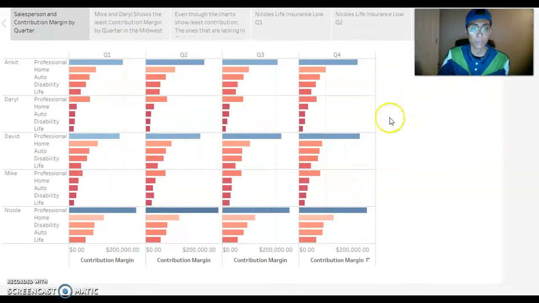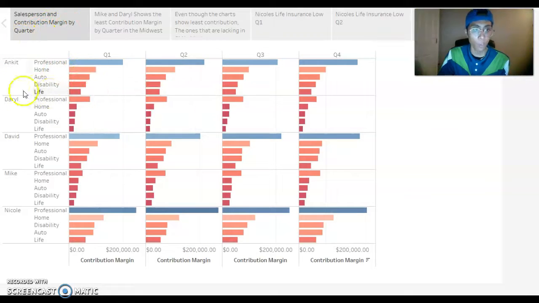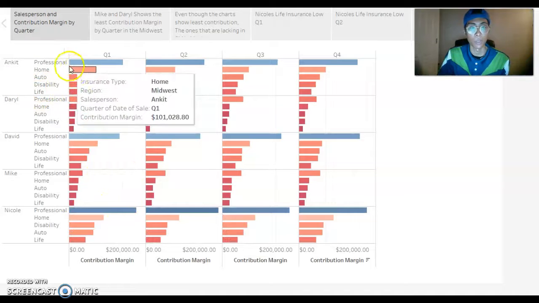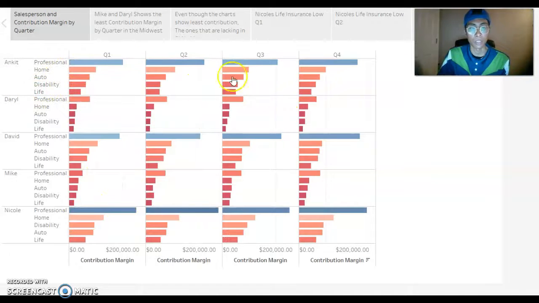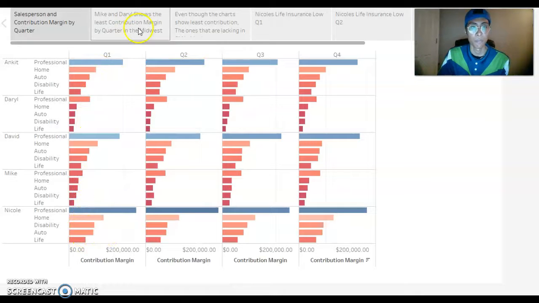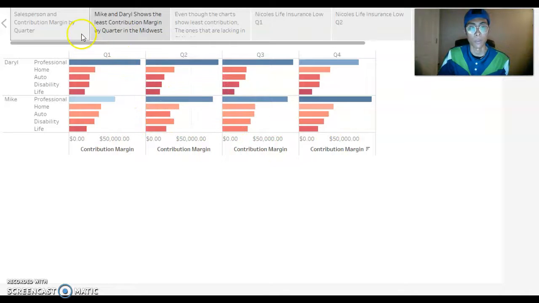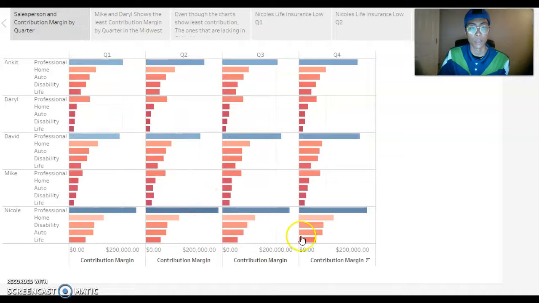So this pretty much shows what I explained in the first part of my project. Salesperson and contribution margin by quarter. It shows all the names in the Midwest, how good each insurance type is doing as opposed to what isn't doing so well. Then I was able to show Mike and Daryl's progression and narrowed that down to $50,000 instead of originally being $200,000.